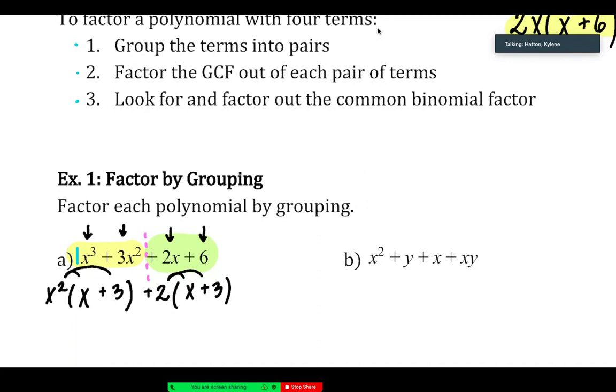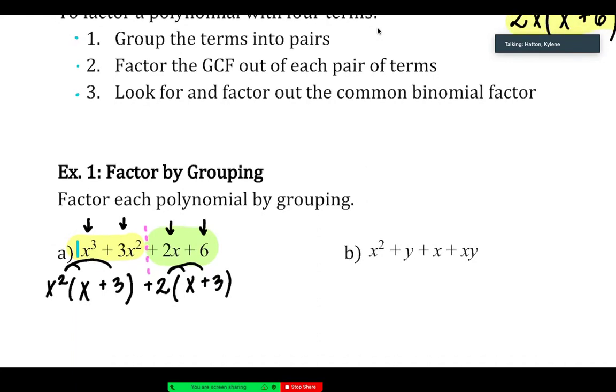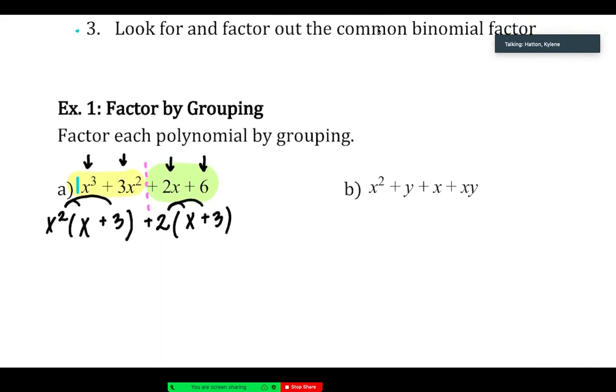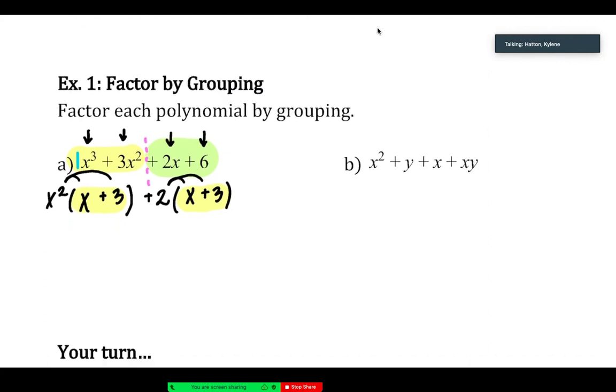So at first, you kind of just treat it like it's 2 separate problems that you're factoring the GCF out of each. And then for the third step, it says look for and factor out the common binomial factor. So you'll notice that each of these terms now has a common binomial factor. So they each have x plus 3 and x plus 3. So we found it, we looked for it, we found it, and now we can factor that part out. So think of it as I'm taking that x plus 3 factor, and I'm pulling it out of each term. And by term, I mean this is one term, and this is another term.